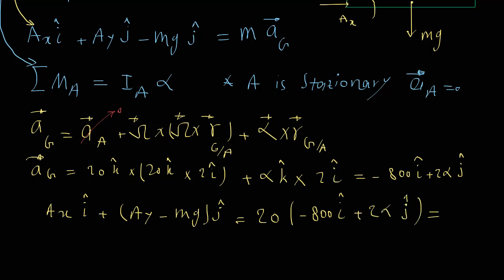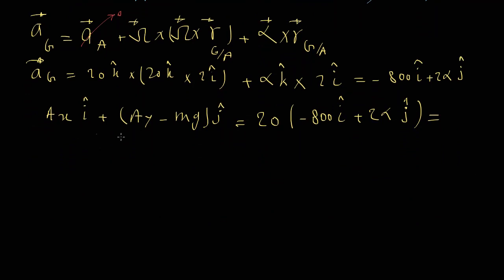Okay, so from this equation we can say that the I terms should be equal to each other and j terms should be equal to each other. So we get Ax is equal to 20 times minus 800, so that would be minus 16,000. And the j components also should be equal to each other, so we get Ay minus mg. Again, we have m is 20 times g 10, that's going to be 200. Minus 200 is equal to 20 times 2 alpha, so that would be 40 alpha.